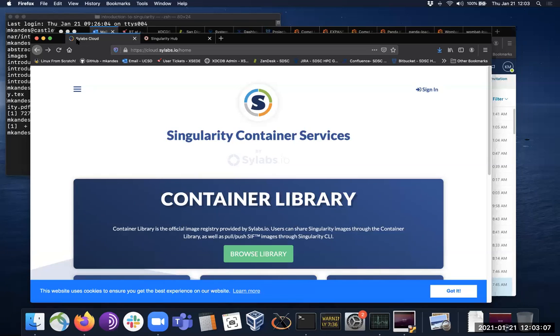So, but yeah, choosing a container platform is an investment in your time and energy, and if it works for your workflow, it's going to be helpful, I think, long term.